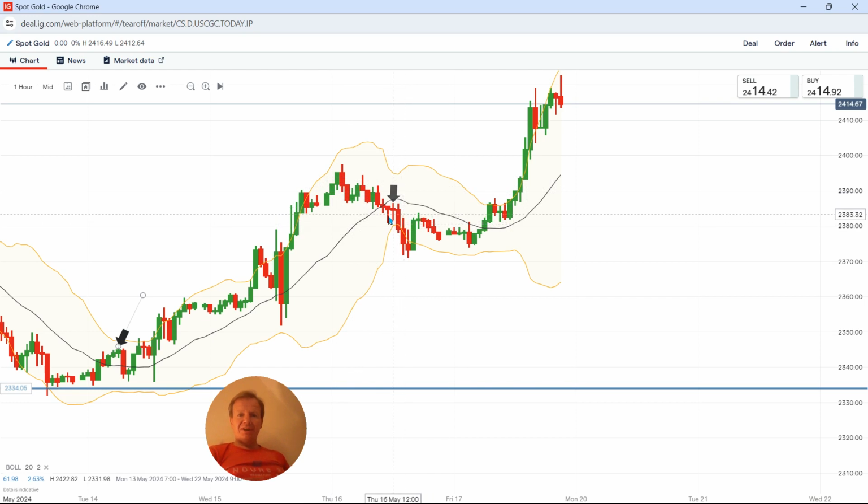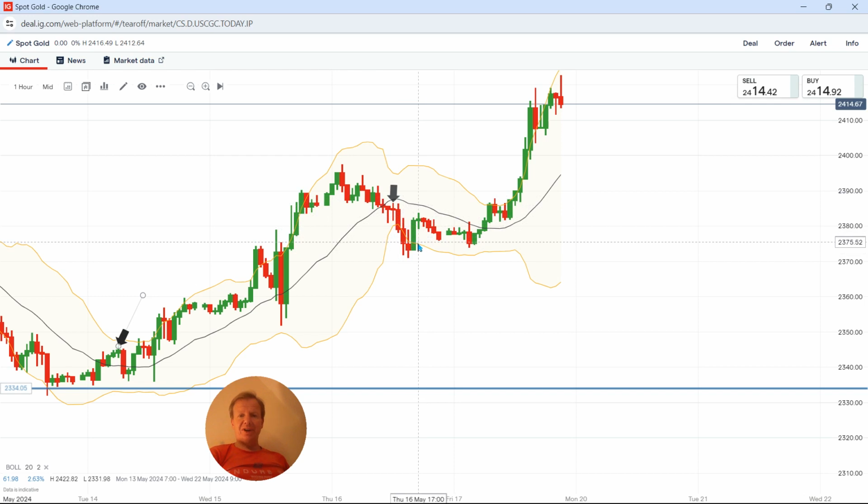Now, this arrow here is where I've taken the price, because look, it's crossed the 21, so I've decided to close my trade. The reason I close my trade is because once it goes back below the 21 moving average, it's an indication that the price is coming back down again. And sure enough, it does. But yet again, it hits the bottom Bollinger Band and it comes back up again.